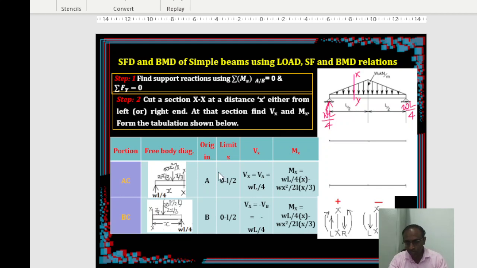So for drawing the shear force or bending moment diagram, you cut a section here and draw the free body diagram. When you draw the free body diagram, remember to always convert to a point load. Don't write in the given loading pattern. The given loading is a uniformly varying load. Convert it into a point load.